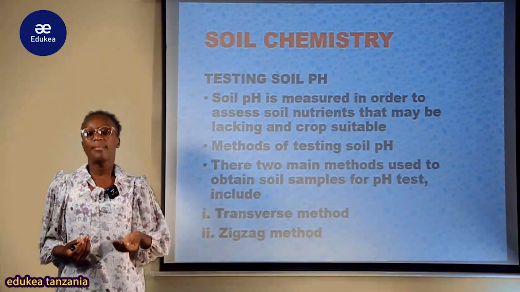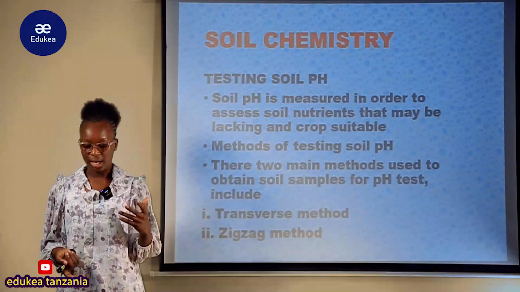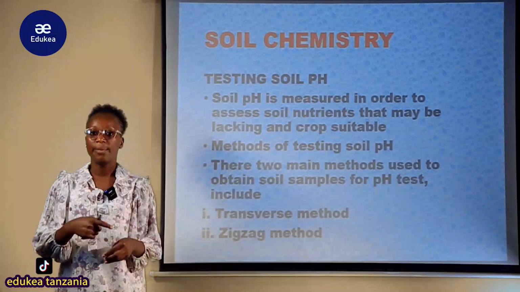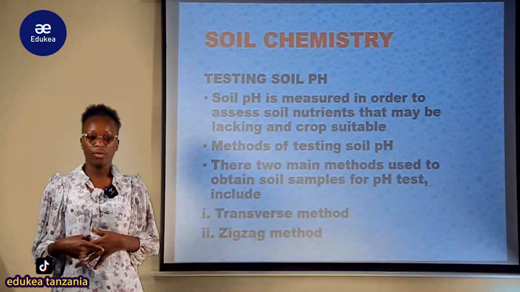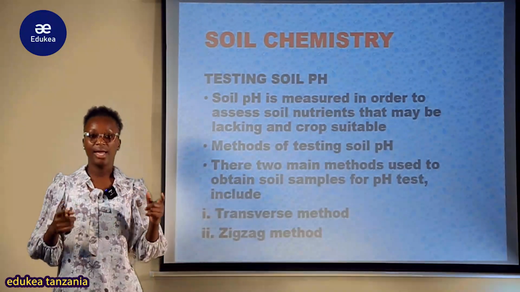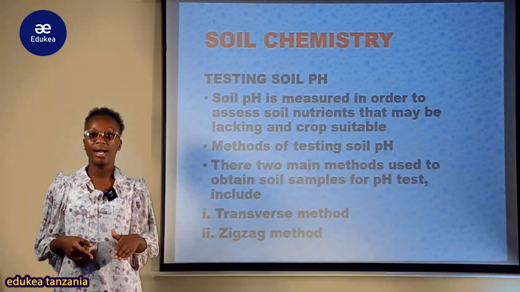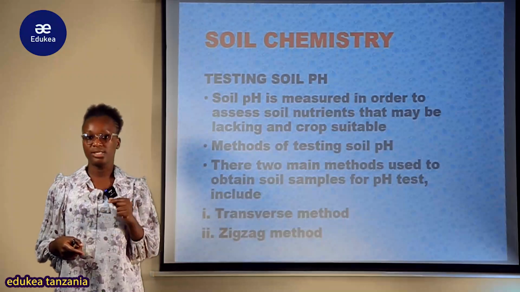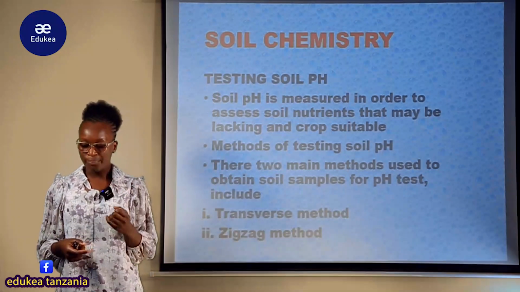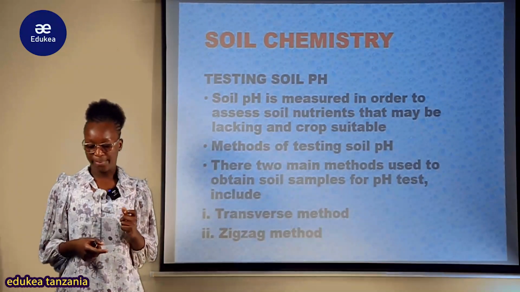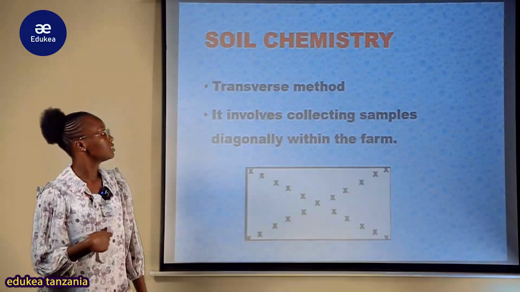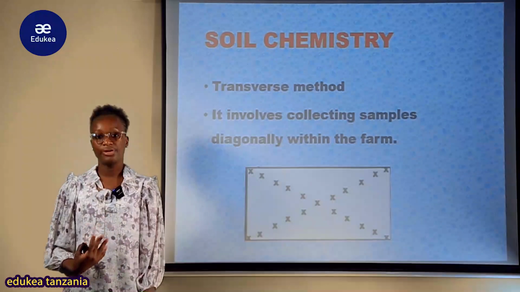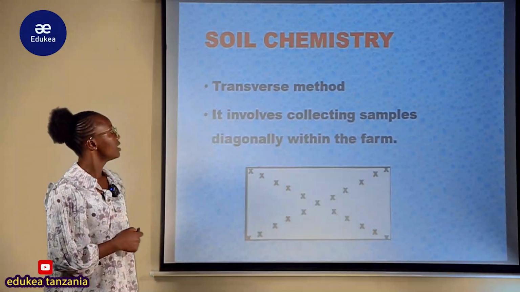So you can see, baada ya kuconsider this kind of transverse method or zigzag method kumeasure au kutest the soil pH there, utajua kumbe hii area ya 5 acres ina what kind of soil pH is there kwa kutumia tu hizo methods mbili. So you are able to obtain the soil sample for pH testing kwa kutumia hizo transverse and zigzag methods. Now let us start with one method and then another. The first method is the transverse method.